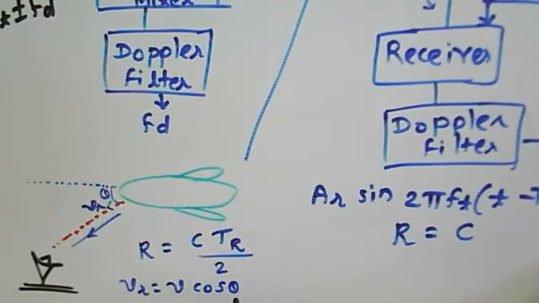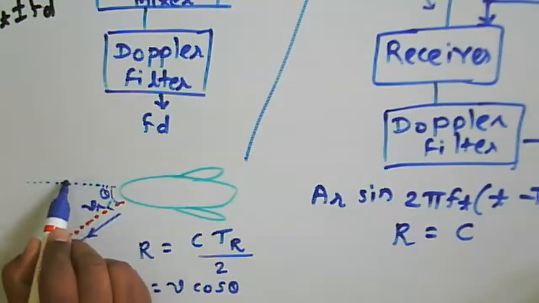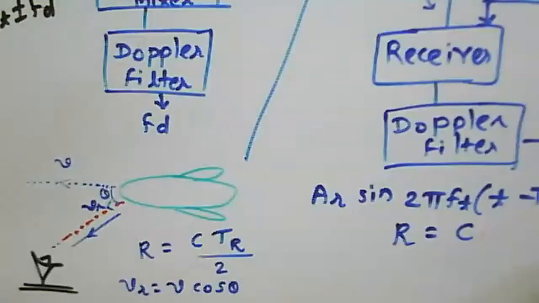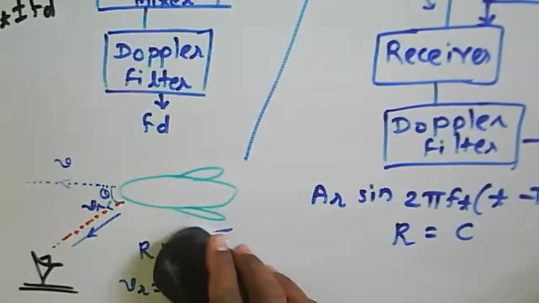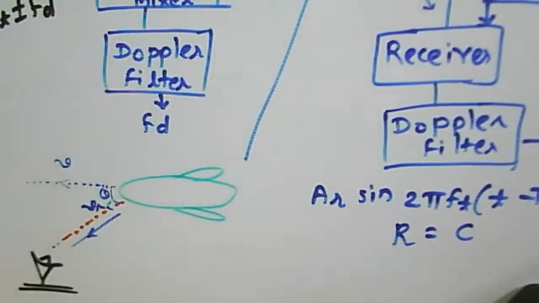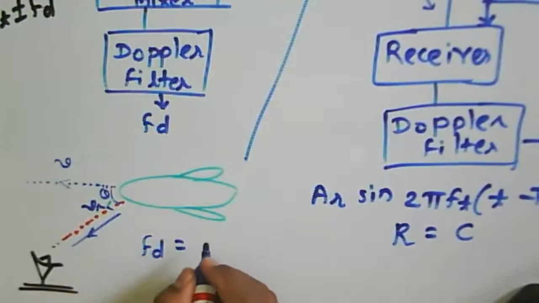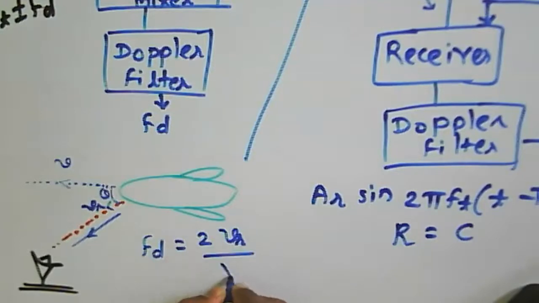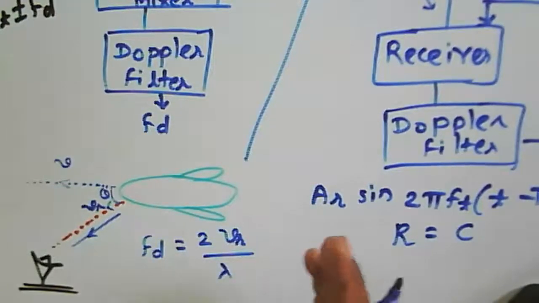So we can say Vr is equal to V cos theta, where V is the velocity of the target. And this one is the range here. Now from this we can find out the Doppler shift. From this radial velocity we can write the Doppler shift is equal to twice the radial velocity with respect to lambda.